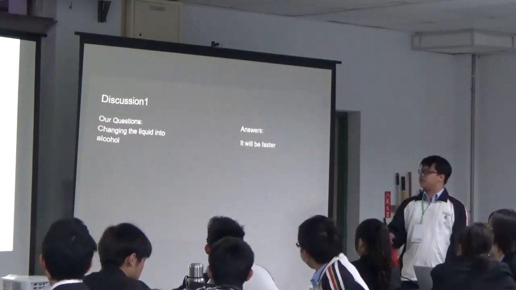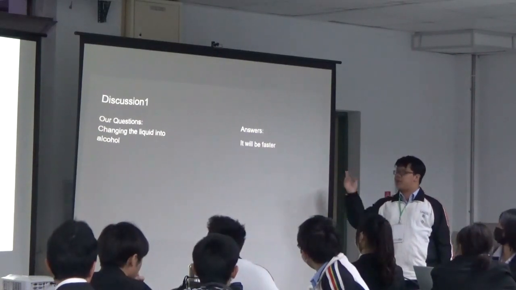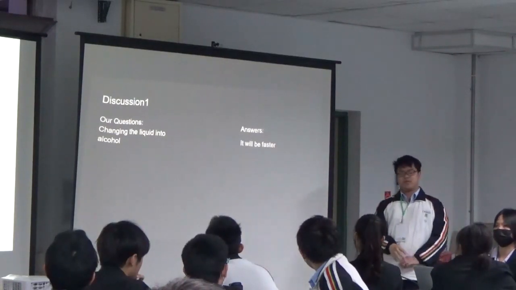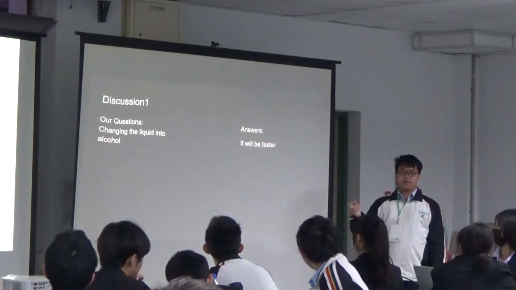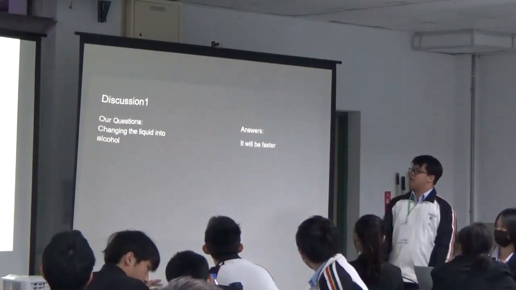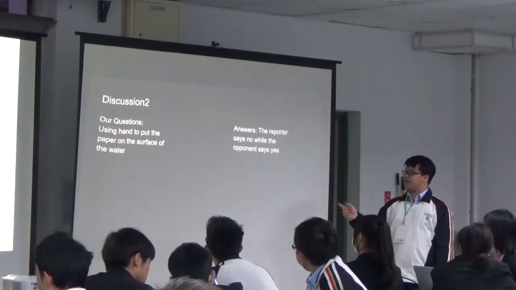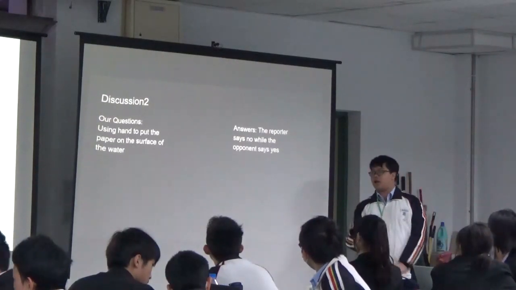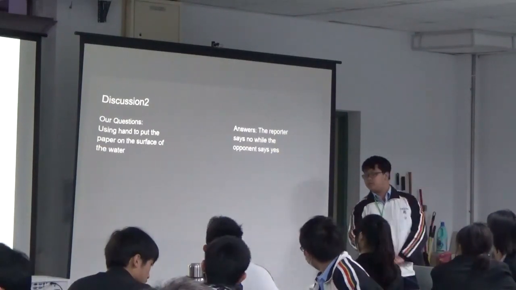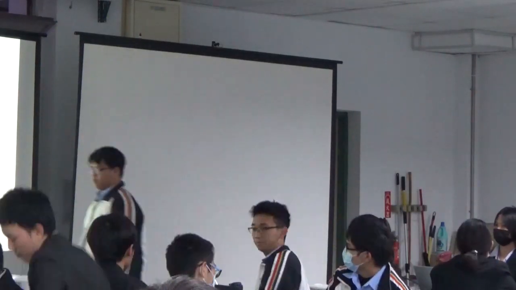And our question: changing the liquid into alcohol, both answered it will be faster, but we think the alcohol has small surface tension, so it may quickly rise to the top layer, and that may affect the result. And the second question, using a hand to put the paper on the surface of the water will affect the result. And the reporters say no, while one says yes. Okay, thanks.